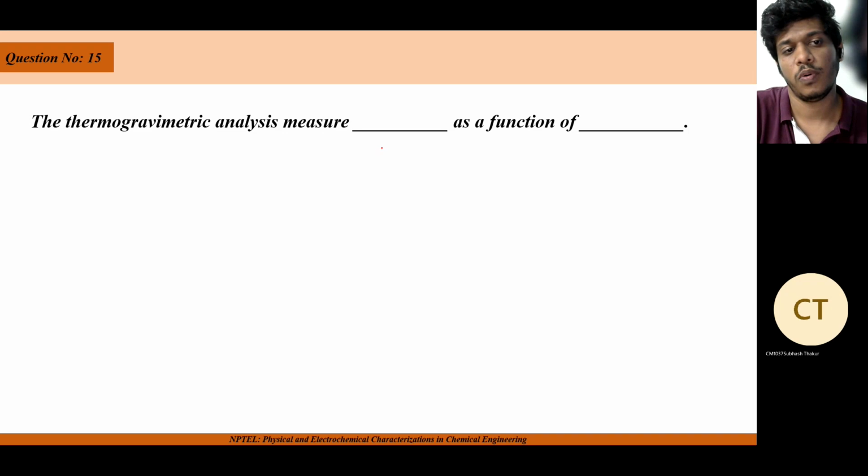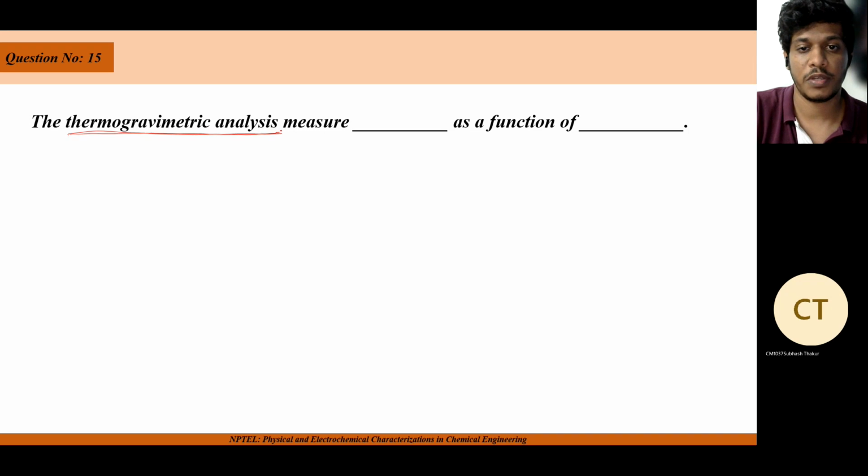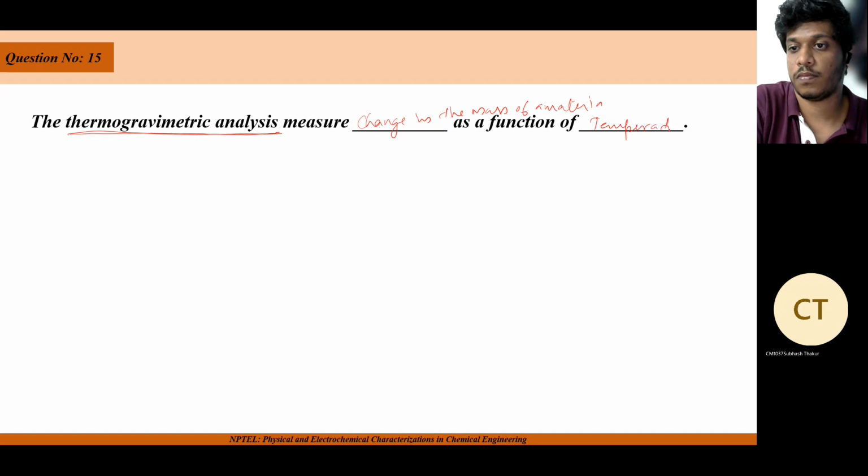Now there's another technique that is widely used in material science. It is called thermogravimetric analysis. Thermogravimetric analysis measures dash as a function of dash. This is a regular test that is performed to see if there is any change in mass as a function of temperature. So the change in the mass of a material as a function of temperature.